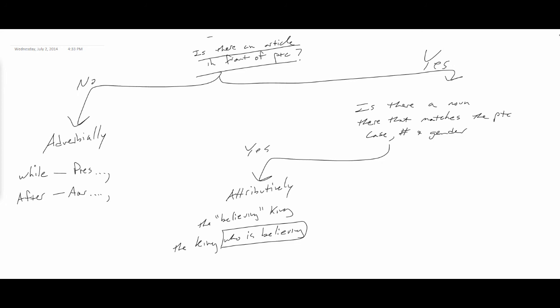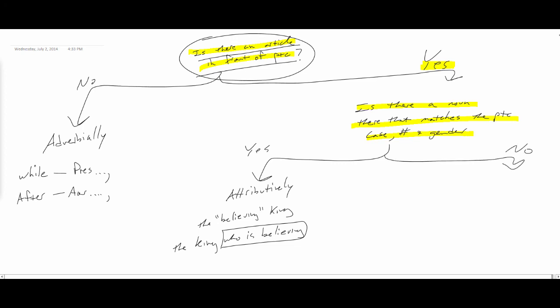So back here, initially the question, is there an article in front of the participle? That's the question we're starting. And let's say the answer is yes. And then we say, is there a noun that matches the participle, case, number, and gender? And if the answer to that is no, hey, there's an article there, but there's no noun there that matches it, case, number, and gender, then that participle is almost certainly functioning as a, there's always a footnote.